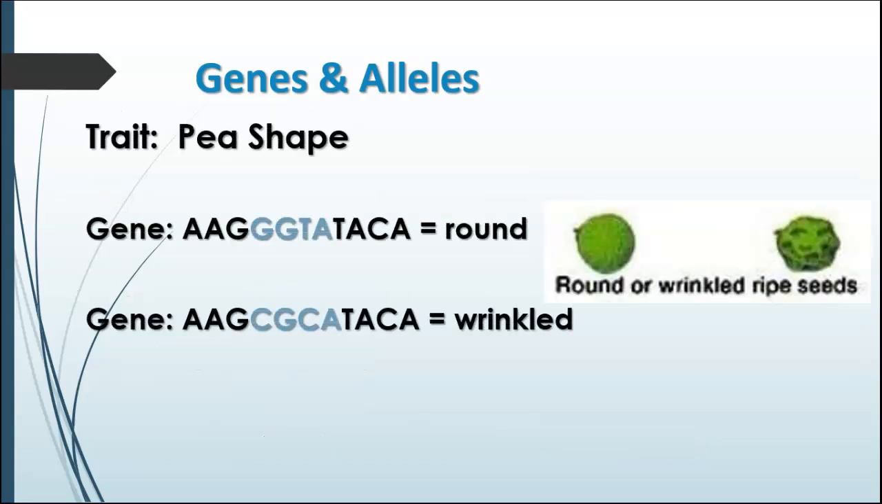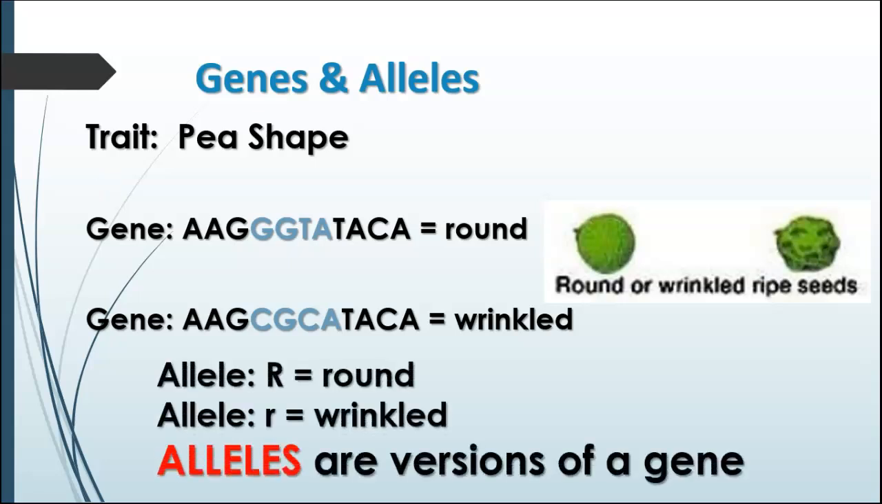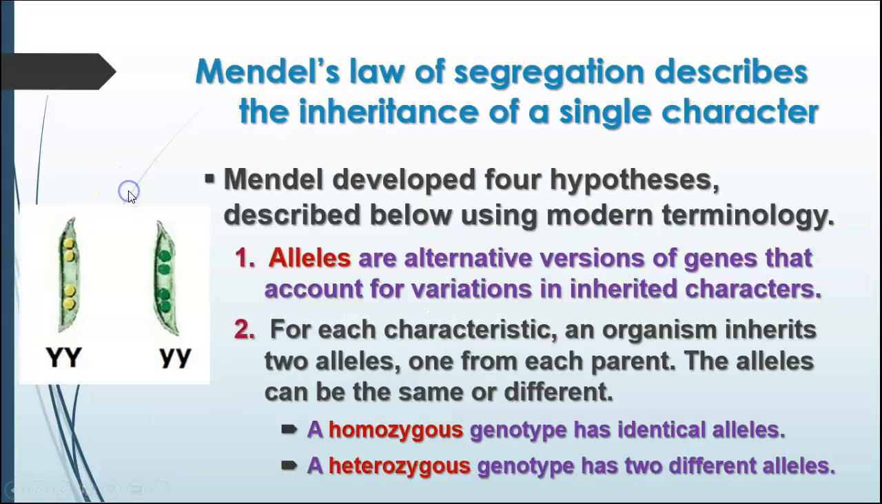Another one that he looked at was pea shape. He crossed plants that produced round peas with those that produced wrinkled peas. And again, you can see the difference here in the DNA sequence. That's the gene. The allele would be capital R for round and lowercase r for wrinkled. And again, the alleles are the different versions of the gene. And so what he found was that when he did crosses of those, he found different proportions of the offspring that had different traits.